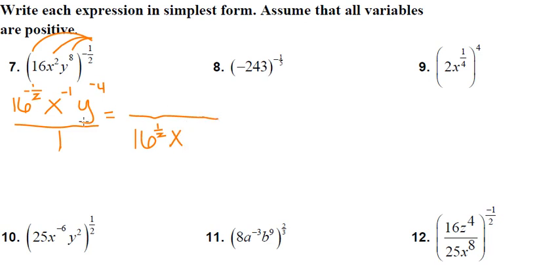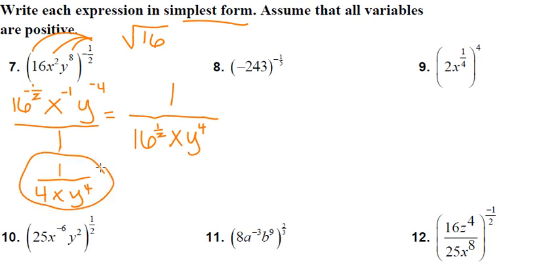And then my y to the negative fourth is going to become y to the positive fourth, and up here I'm going to have a 1. So I'm getting pretty close to being simplified here, but I still have 16 to the power of 1/2. In order for it to be in simplest form, I can't have any fractional exponents anymore. So I know that 16 to the 1/2 is the square root of 16. Well, the square root of 16 is just 4. So I have 1 over 4 x y to the power of 4. And that is my simplified exponent problem there.